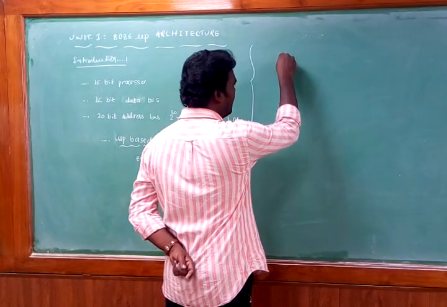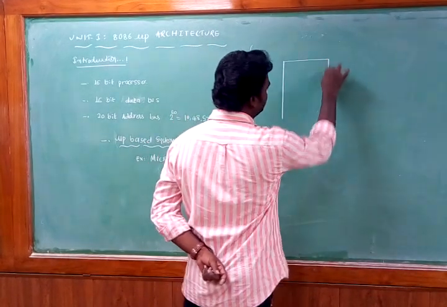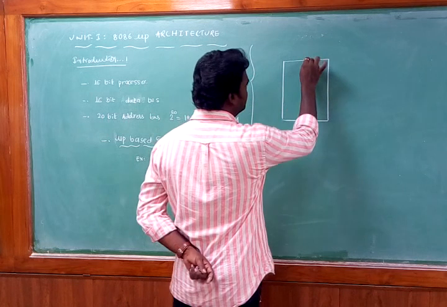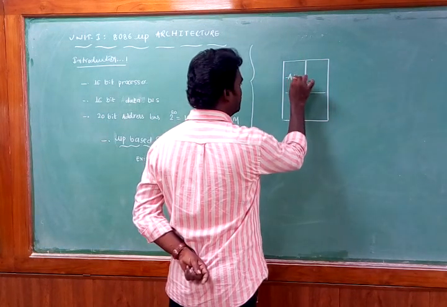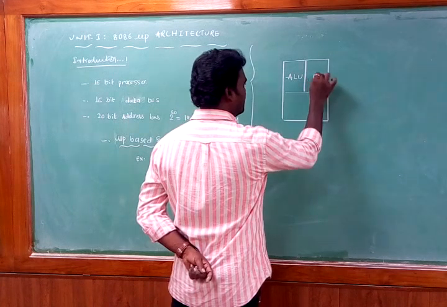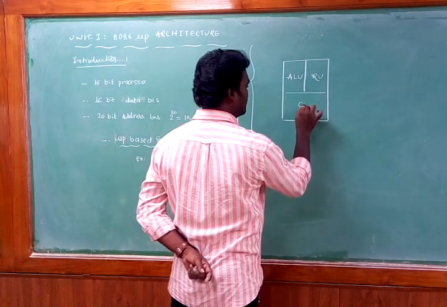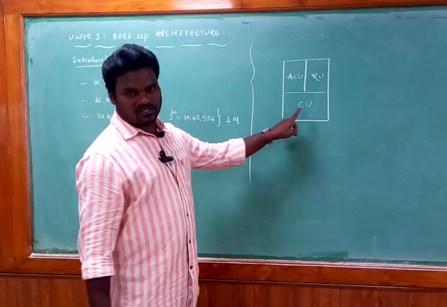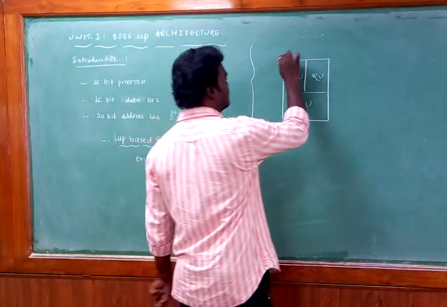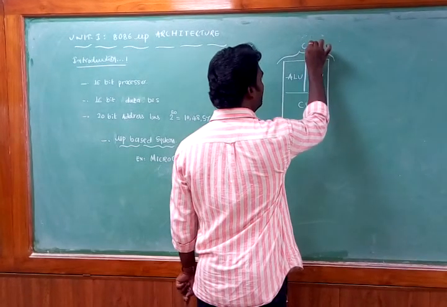Microprocessor is nothing but a CPU only. In the last class I explained the internal parts of the CPU: the ALU, the arithmetic logic unit, the register units, and the control unit. This is nothing but the processor only.